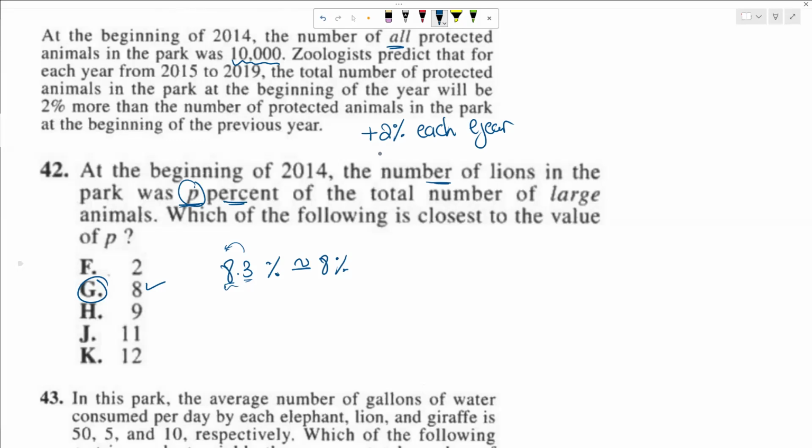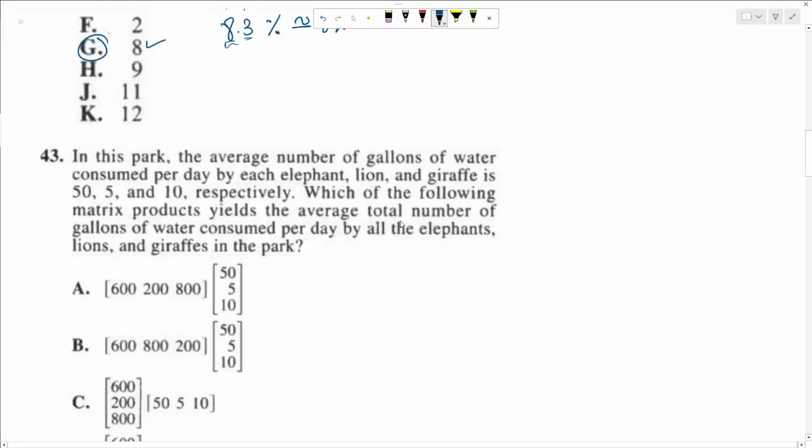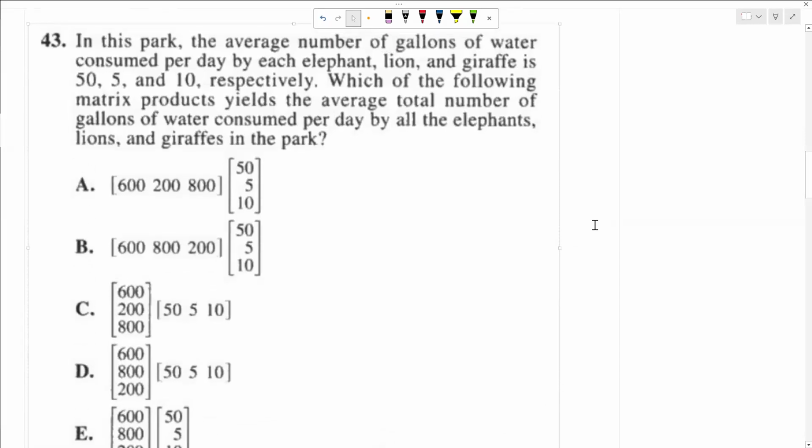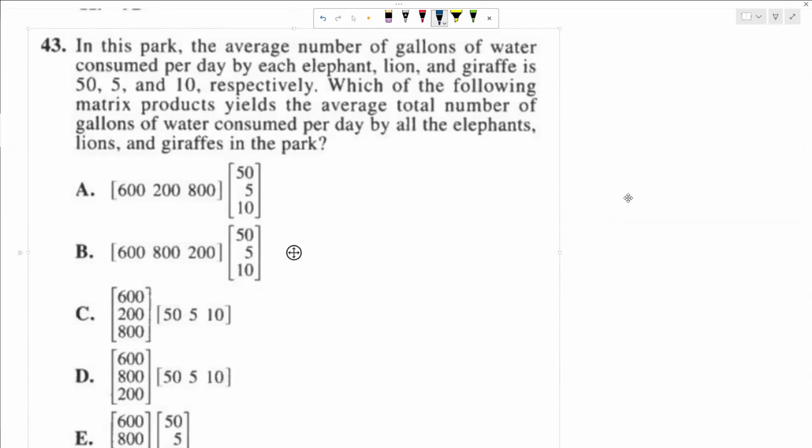I do hope so. Moving on to 43. Thank you. They say in this park, the average number of gallons of water consumed per day by each elephant, lion, and giraffe is 50, 5, and 10. So elephant, lion, giraffe, they're in this order: 50, 5, and 10. Elephant, lion, giraffe, yeah. Which of the following matrix products yields the average total number of gallons of water consumed per day by all the elephants, lions, and giraffes in the park?